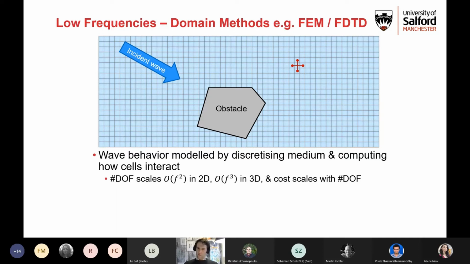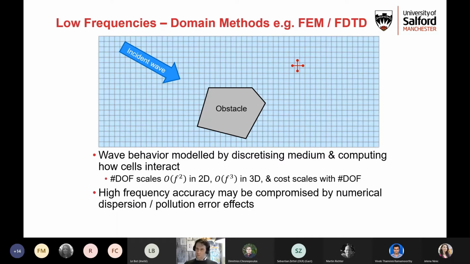And there's a couple of other slight issues with these sort of schemes, which can be mitigated by high order schemes, but you can get problems to do with numerical dispersion or pollution error as you go to bigger models and higher frequencies. But the main point that I want to make, and why I've shown this here, is that they're very different to geometrical algorithms. Geometrical acoustics algorithms consider reflections off boundaries. Finite element method and finite difference time domain is about elements next to each other interacting. So not similar at all in the structure of the algorithm.